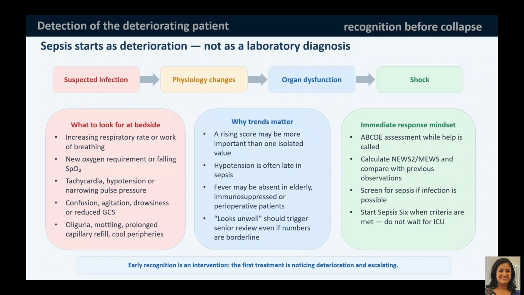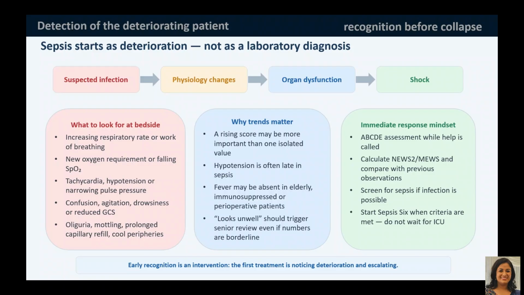Okay, so this is the most important slide in this lecture because sepsis starts as a deterioration. It is one of the commonest causes of patient deterioration in the world, but we often miss it. So sepsis starts as a deterioration and it is a clinical diagnosis. You do not have to wait for the laboratory investigations to identify that your patient is septic. You don't have to wait for your CRP or the full blood count to see that this patient is going into sepsis. Okay, so it's a clinical diagnosis.